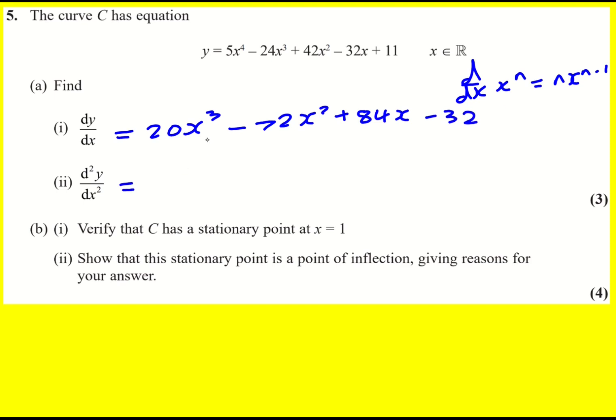Second derivative, same again. Differentiate the function above. So 60x squared minus 144x plus 84.